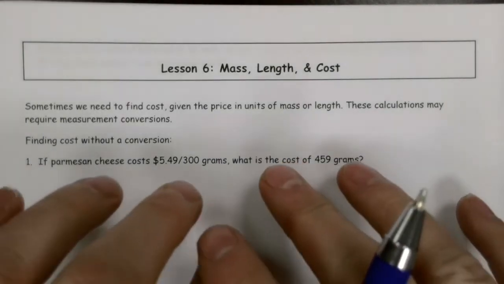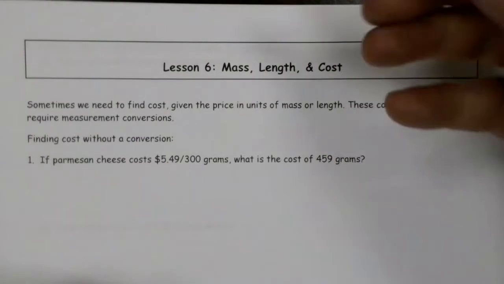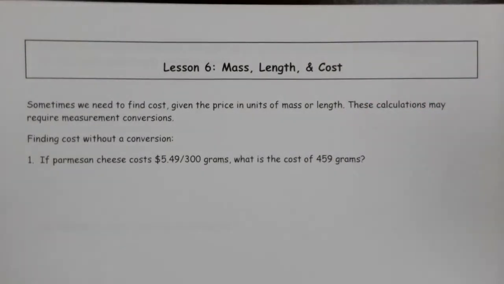So you're going to be given a sort of rate, cost per unit of mass or unit of length, and then we're going to use that to get the cost of the item. It's basically just applying a little bit of proportional reasoning. In some cases, it's basically just multiplication. But let's take a look at some examples of how this works.